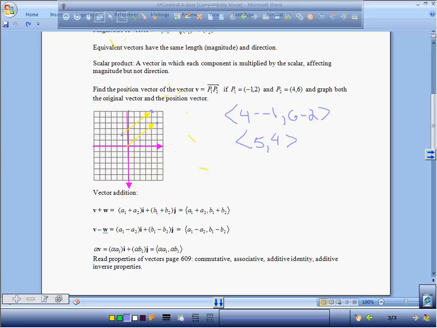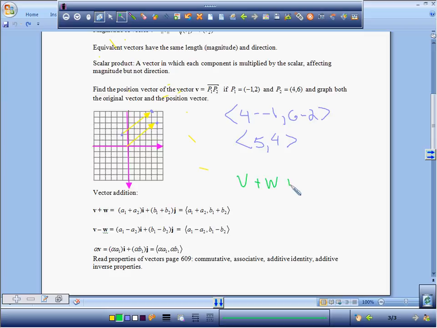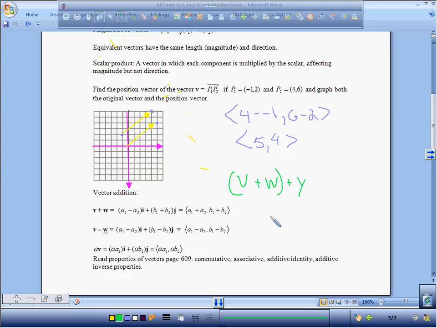Associative means if you have three vectors, let me write that. Say that each one of these represents a vector, V plus W plus, I don't know, Y. I can either put parentheses here, add those two and add Y to it, or I can take V and add them like this, W plus Y. That's what associative means.